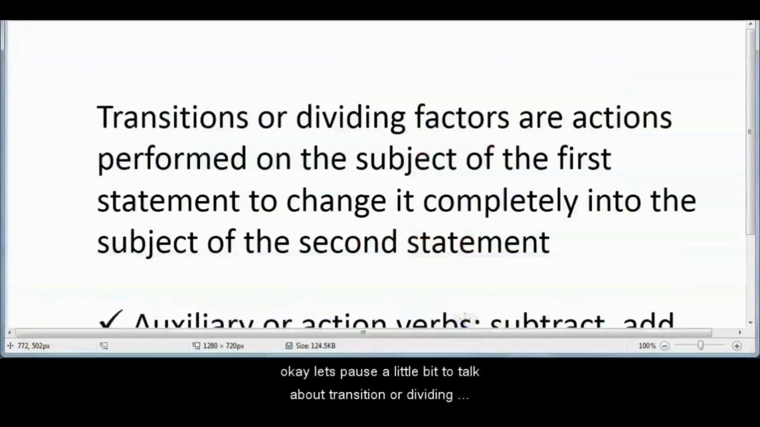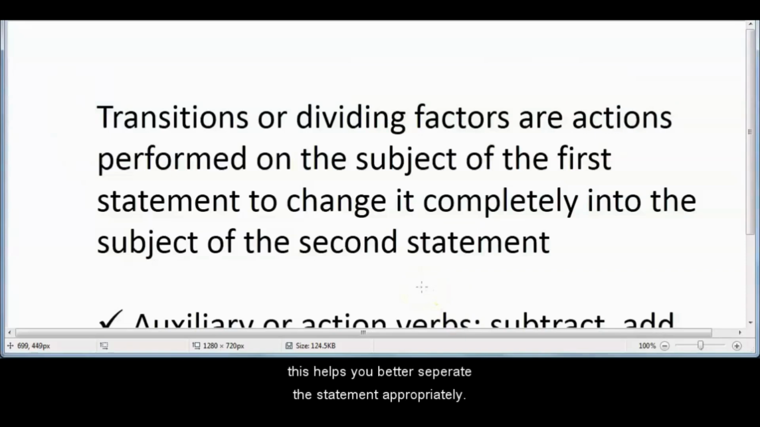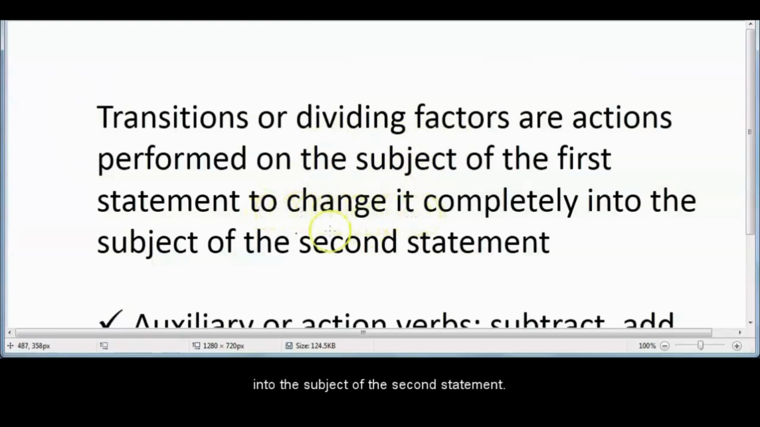Okay, let's pause a little bit to talk about transitions or dividing factors. It is very important that you know how to identify transition or dividing factor from sentences. This helps you better separate the statements appropriately. Transitions or dividing factors are actions performed on the subject of the first statement to change it completely into the subject of the second statement.